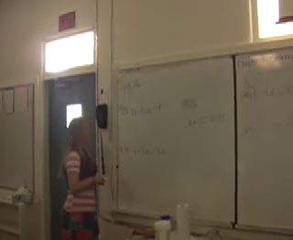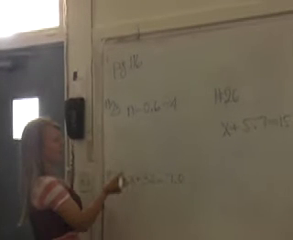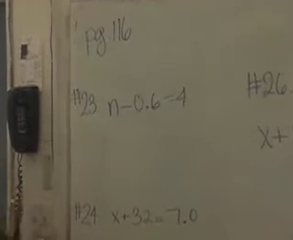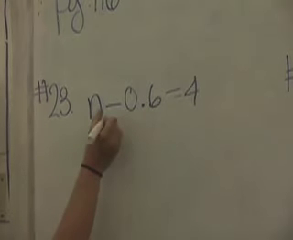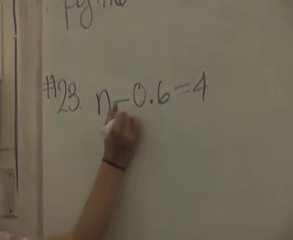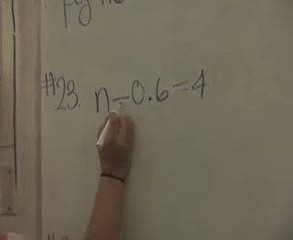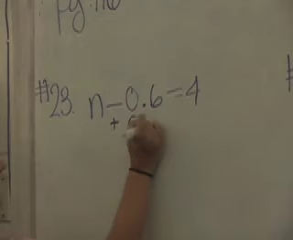Okay. So what page are we on? We're on page 116, numbers 23, 26, and 24. Basically you want to solve for n or whatever variable you're given, and how you do that is by doing the inverse. Like, okay, so with number 20, you have this subtraction sign or negative sign, so you add the opposite.